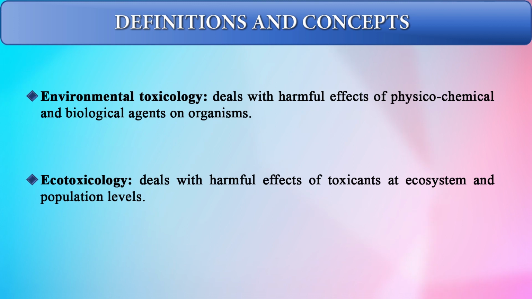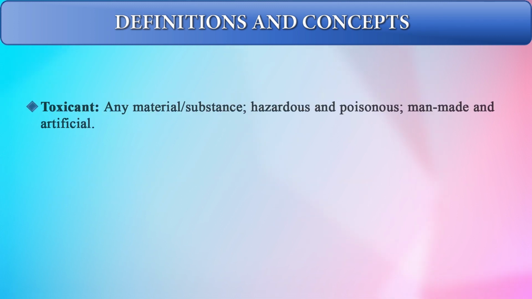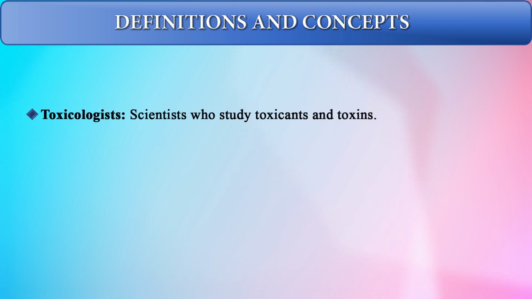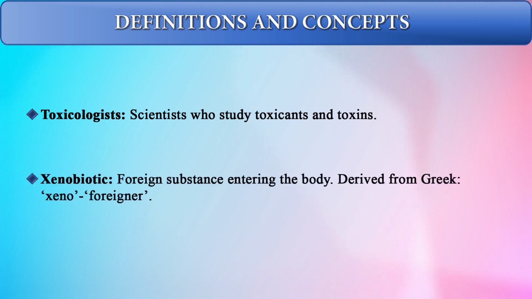In the same way, ecotoxicology deals with the harmful effects of toxicants at the ecosystem and at the population levels. A toxicant is any material or substance that is hazardous and poisonous, and it could also be man-made and artificial in nature. Toxins are produced naturally by some organisms. Toxicologists are scientists who study toxicants and toxins. Xenobiotics are the foreign substances which are entering the body.